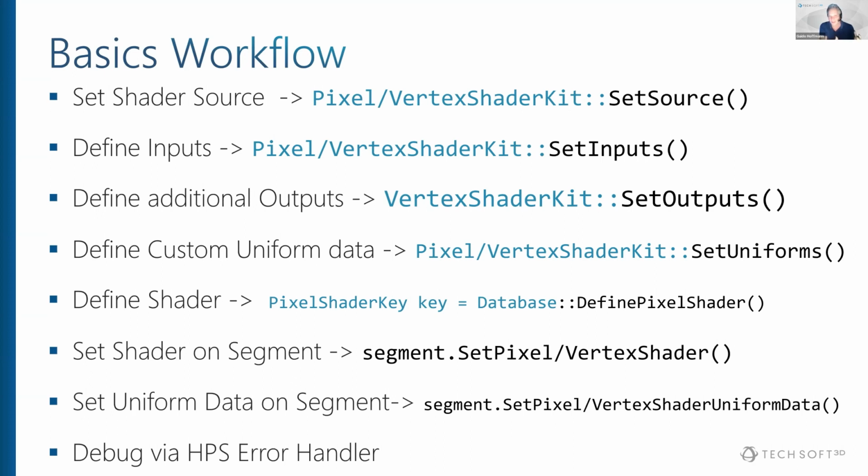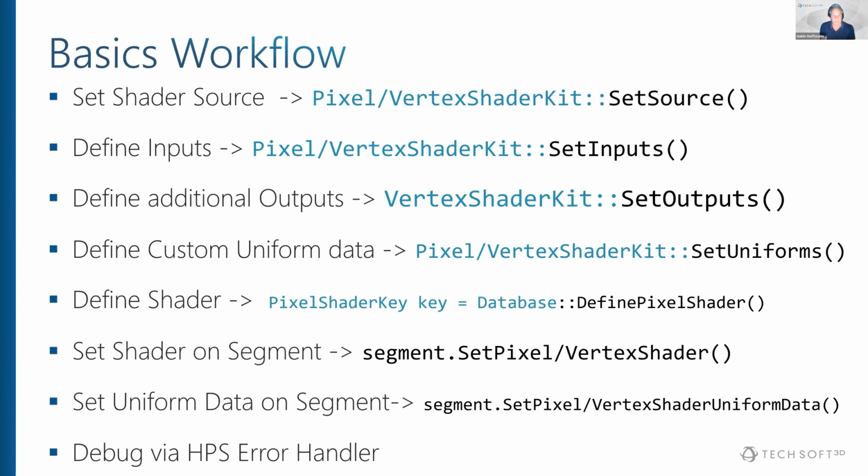So essentially you can pass data from the Vertex shader to the Pixel shader, and that's what you do with this function here. And then optionally, you can also define a bunch of uniforms. That is extra data you inject into a shader from your main HPS source code, and that's also what you define here. So then if you have all that done, you define the actual shader.